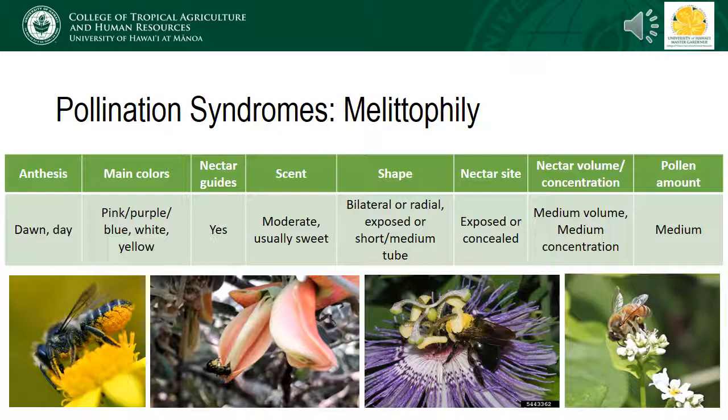Shape-wise, they encompass all the varieties discussed earlier in this lecture, with nectaries both exposed and concealed. Bee plants will produce a medium volume of nectar with a medium concentration of sugars, and middle-of-the-road amounts of pollen as well.